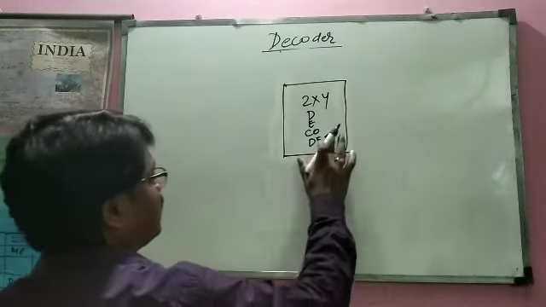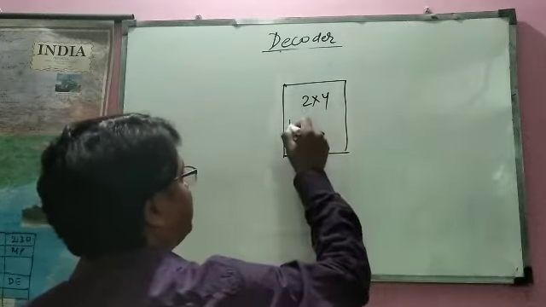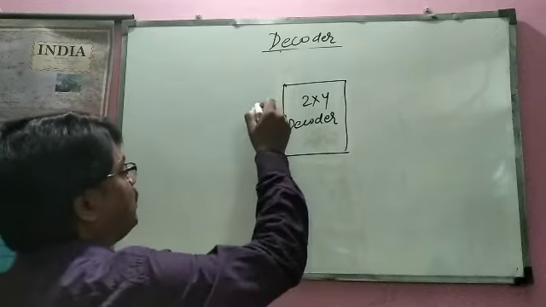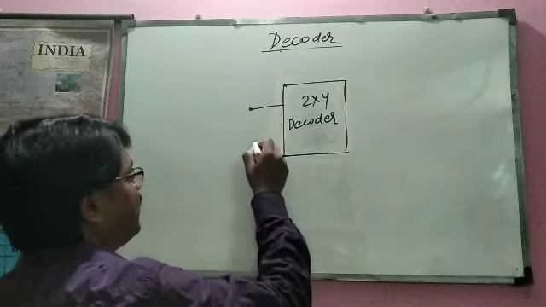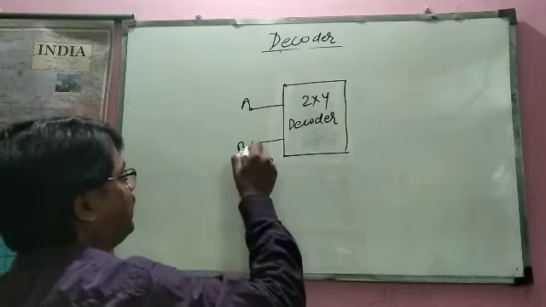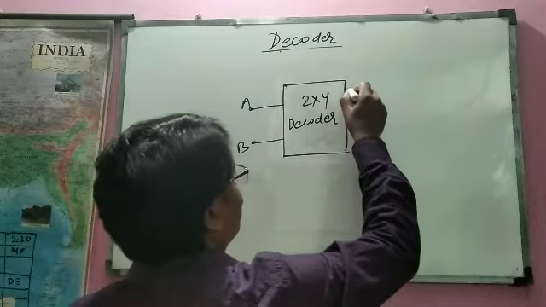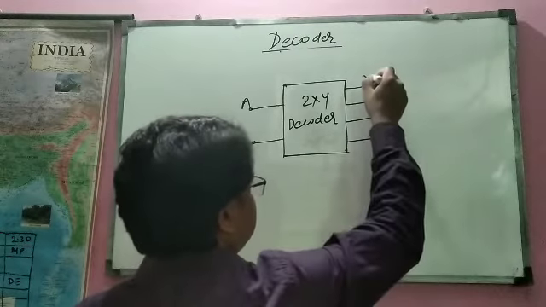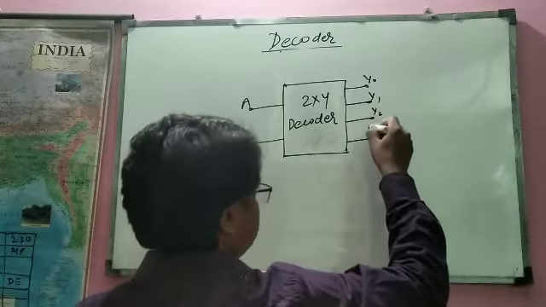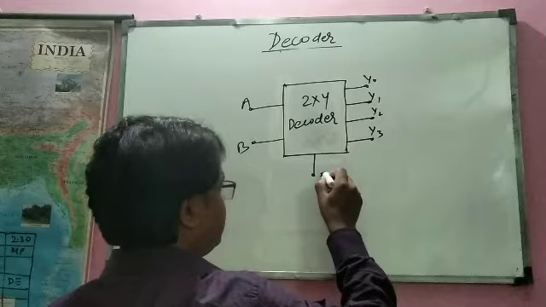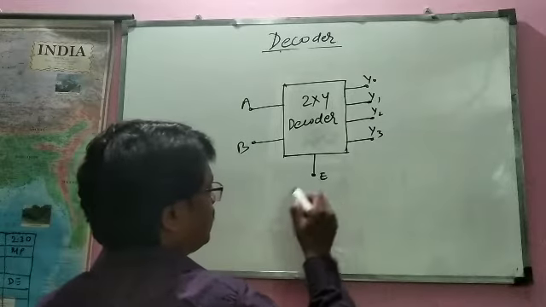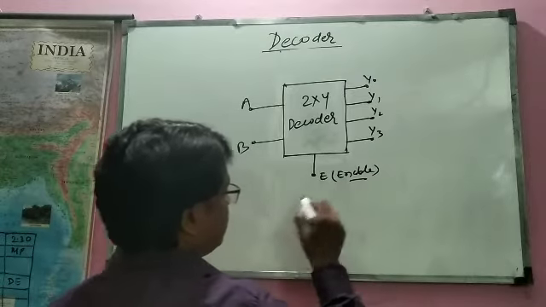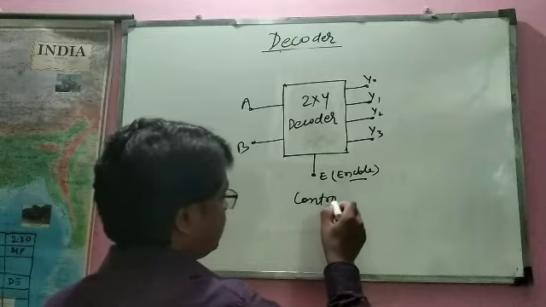You can directly write decoder, so no problem. 2:4 decoder. So there will be two inputs here. Let us suppose this is binary number A, and here it is binary number B. And there will be 4 corresponding outputs, that will be Y0, Y1, Y2 and Y3, and here it is the enable signal.